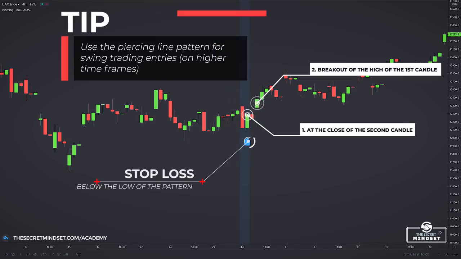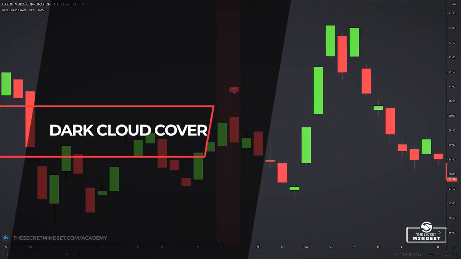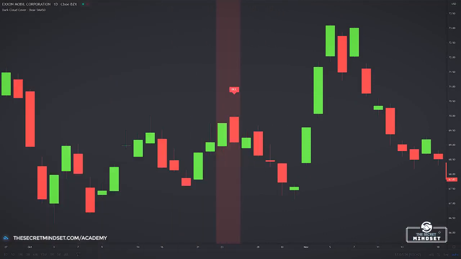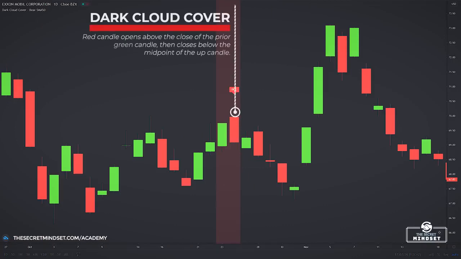The dark cloud cover is the opposite of the piercing line, being a 2 candlestick pattern that is created when a red candle opens above the close of the prior green candle, then closes below the midpoint of the up candle. When you spot a dark cloud cover pattern on a Japanese candlestick chart, you expect a potential bearish reversal.